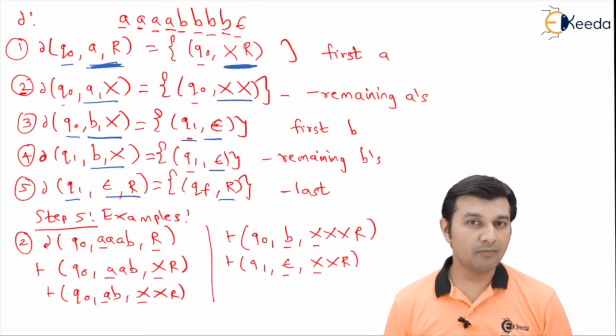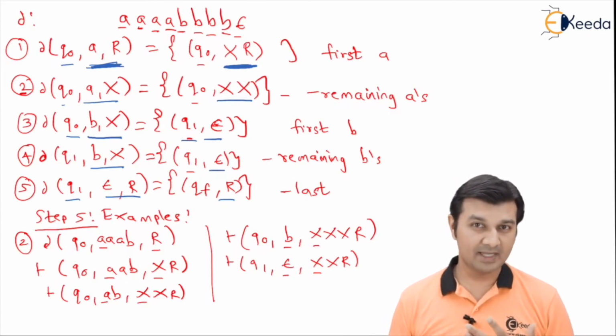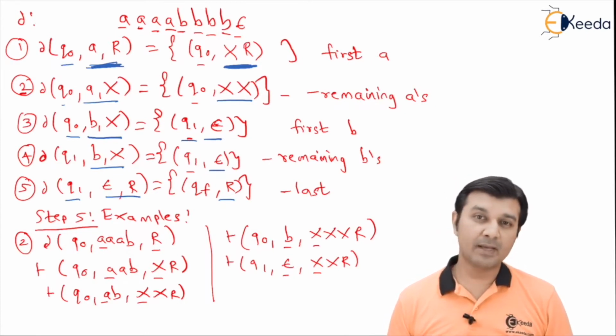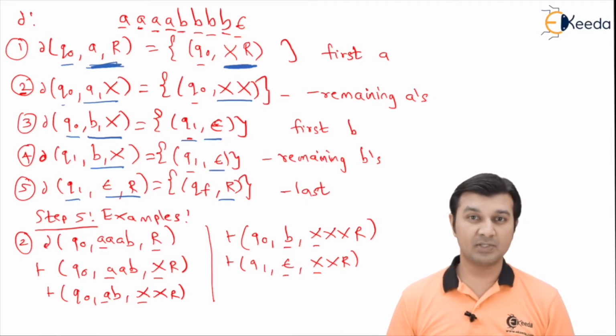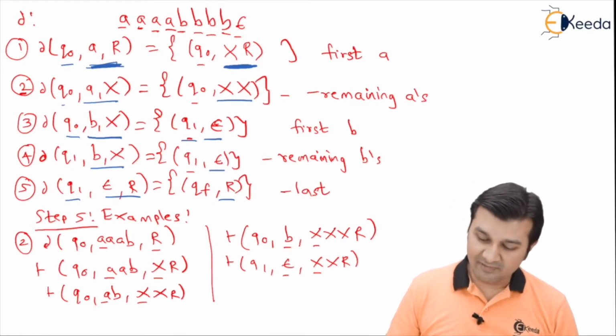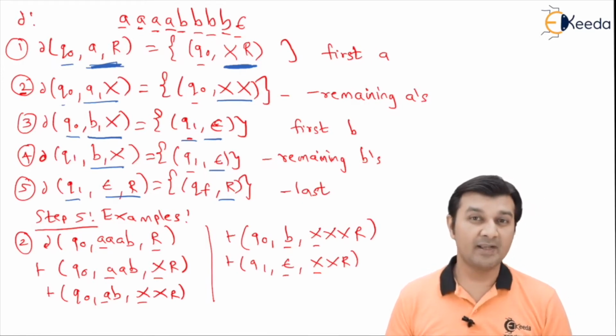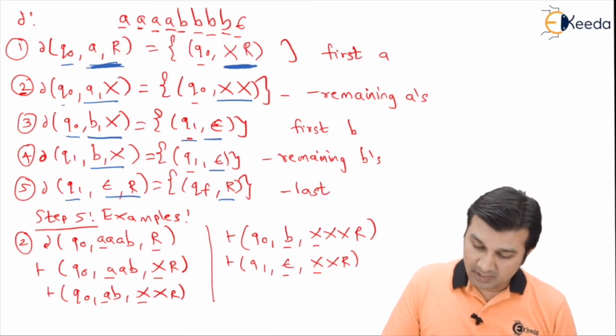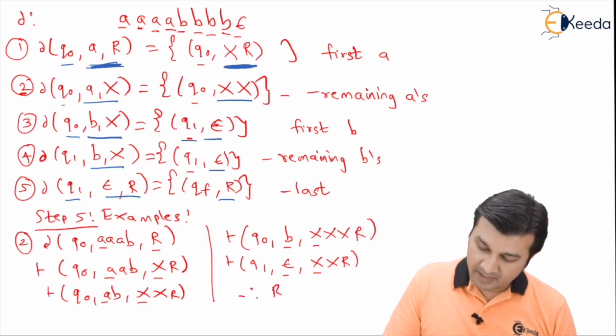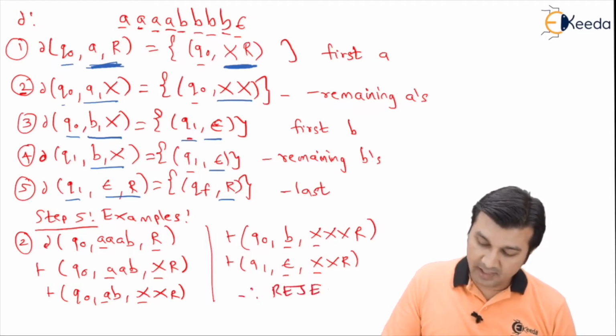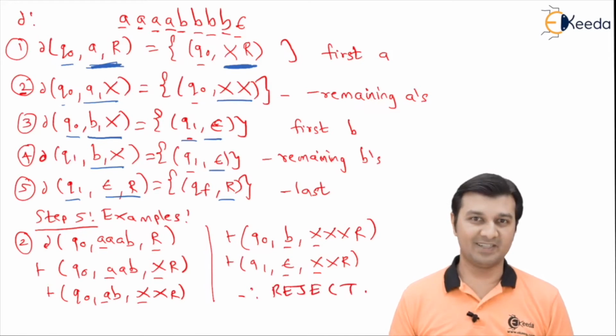If you observe all of the 5 rules, none of them are saying that Q1 on receiving epsilon and the stack top X is going to be a valid input. That's the reason we have not written it, and therefore the PDA, since it is not finding a valid rule, is going to say at this step itself that this input is invalid, therefore we have to reject it. Let us do one last example on the same.